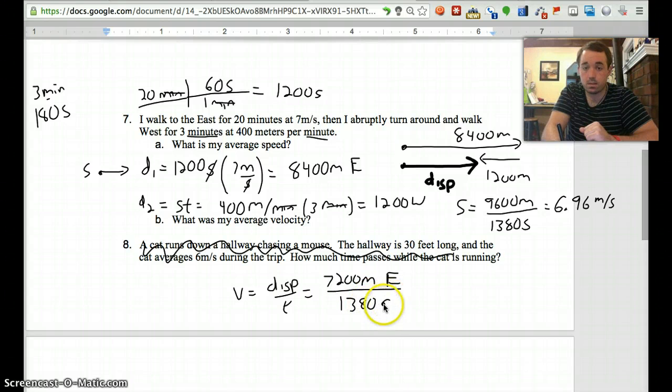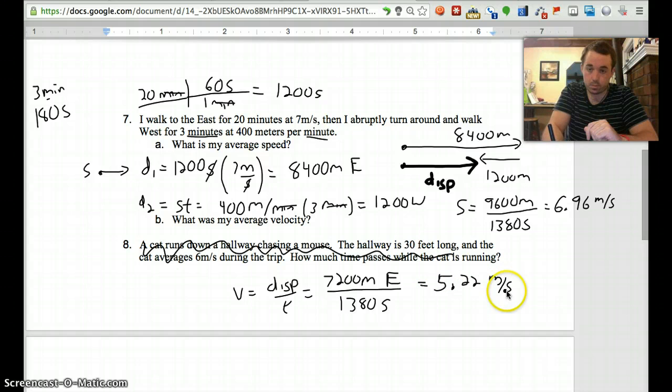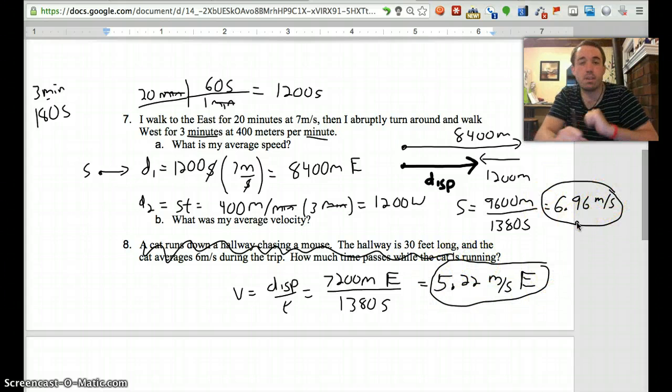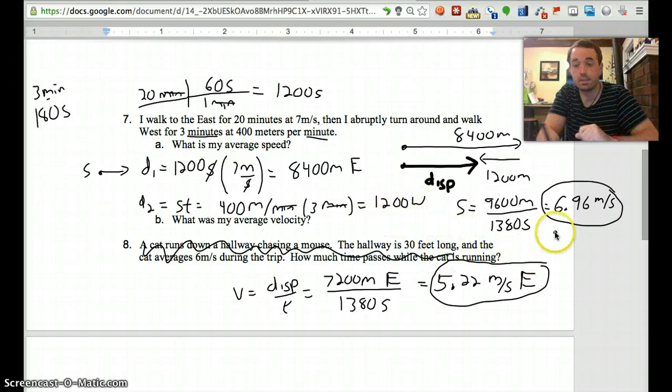1,380 seconds. And then simply divide 7,200 over 1,380, gives me an average velocity of 5.22 meters per second. Velocity needs direction, so east. There's my average velocity, there's my average speed. Thinking about thinking, I'm checking. Speed has to be greater than or equal to velocity. Speed of 6.96, velocity 5.22, which makes sense.